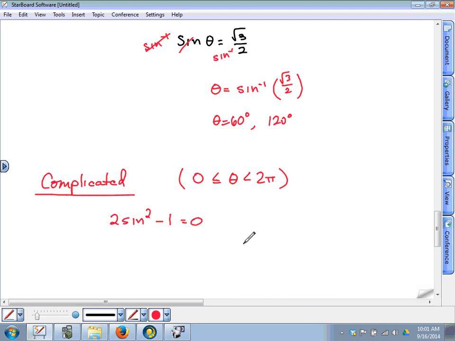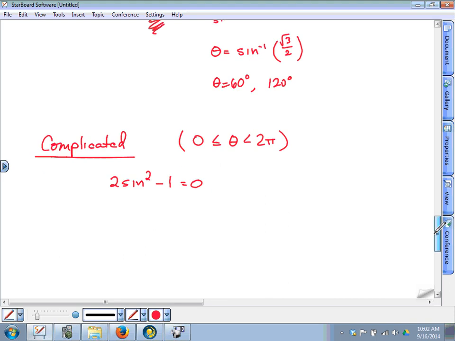Add 1, divide by 2, square root, because we're going to eventually have to use inverse trigonometry like we did on this one, and in order to use inverse trigonometry, we have to isolate the trig function. So if you add 1 and divide by 2, you're going to get sine squared equals 1/2. Now if you square root both sides, you're going to get sine.